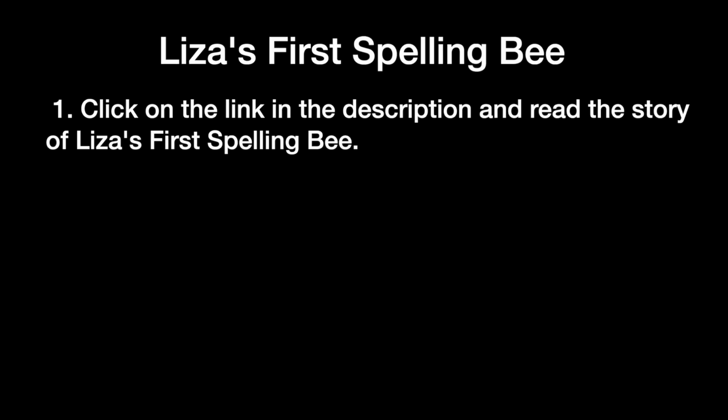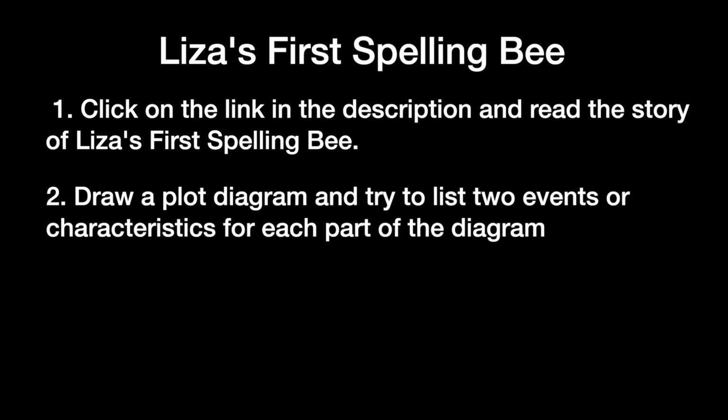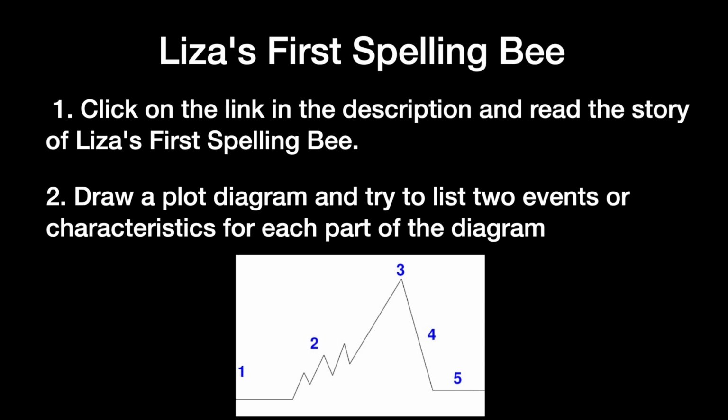Alright, let's try one on your own. Click the link in the description below and read the short story called Liza's First Spelling Bee. Once you have read it, draw a plot diagram and try to list 2 events or characteristics for each part of the diagram: the exposition, rising action, climax, falling action, and resolution. Here is an empty plot diagram to help guide you while you work. Pause the video now until you are finished reading and satisfied with your diagram.